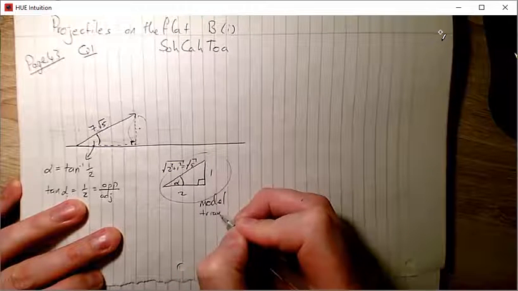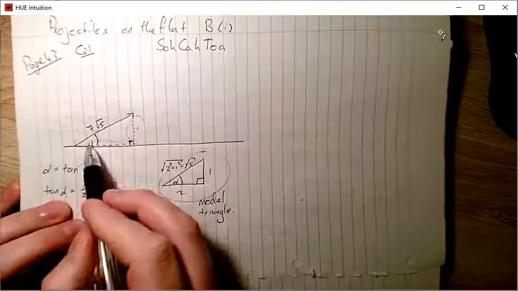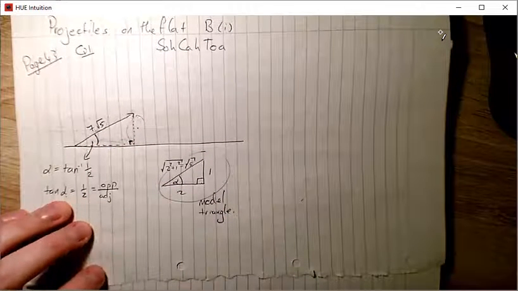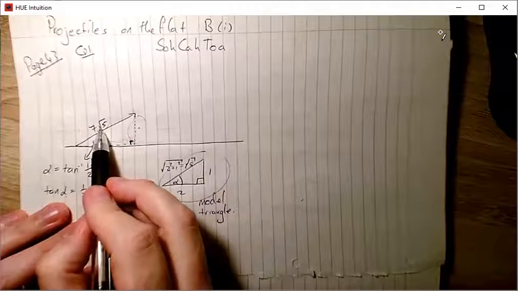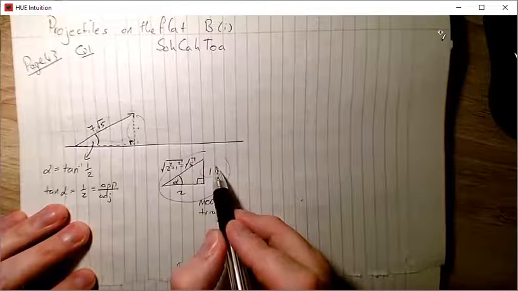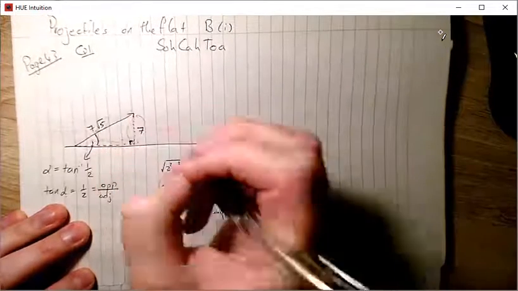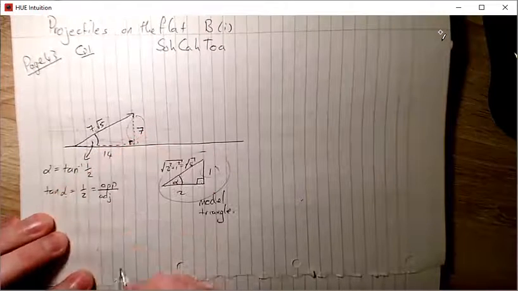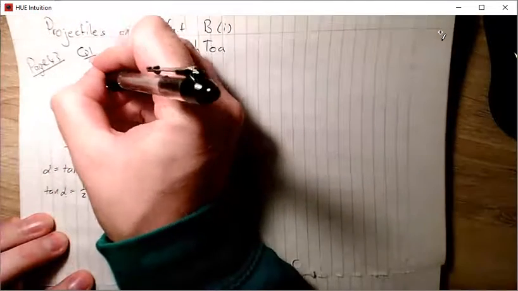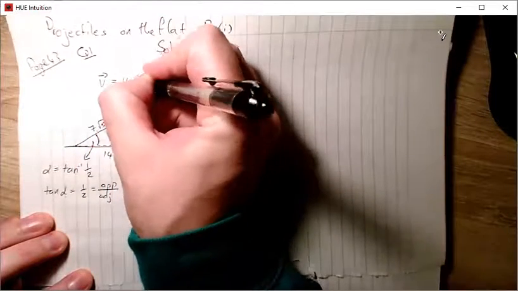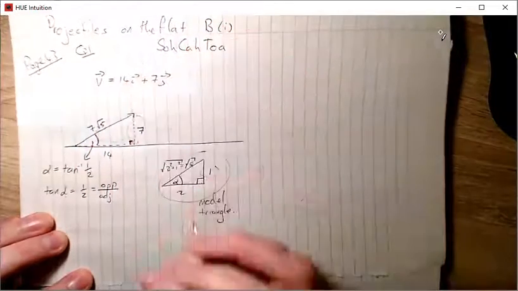Now our model triangle and the triangle we're working with up here have the same angle and both have a 90-degree angle, so they are similar triangles, which means you can scale them up. If that's √5, well, this hypotenuse is 7 times bigger, which means this side is also 7 times bigger than the opposite side here. It's 7, and you can probably guess that the adjacent side is 14. So our velocity at the start of this problem as a vector is 14i plus 7j.